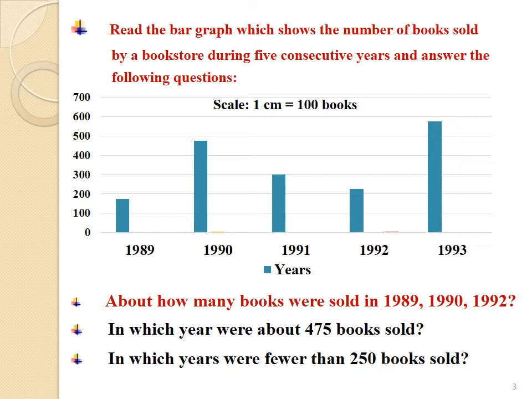1992 carefully. It lies between 200 and 300, but it touches the mark less than 250, but more than 200. So, we have to assume that 225 books were sold in the year 1992.